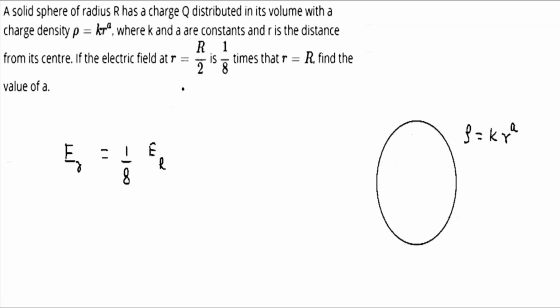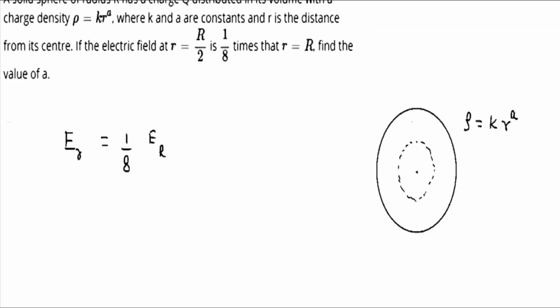Now, if you want to find the electric field at r by 2, for example, this is the center, and this is the sphere at r by 2. In this condition, we need to find the charge inside this part. First of all, we should write how our charge is written. We know the charge q could be written as the integration of rho into the elemental volume, which for a sphere is 4 pi r square dr. Now what is the value of rho? Rho is k r to the power a.